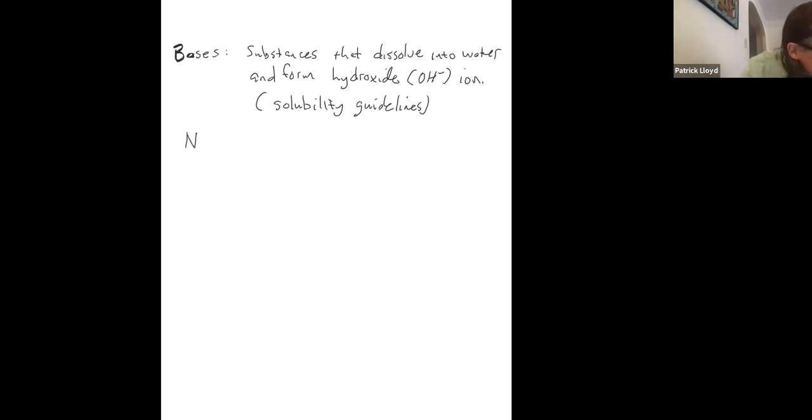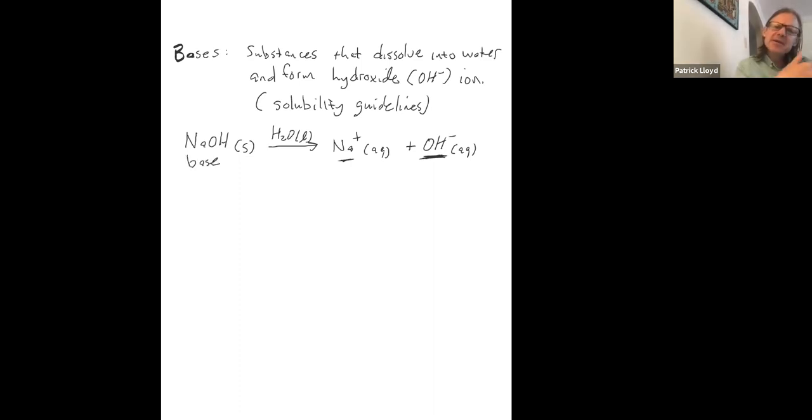Sodium hydroxide, NaOH, is a solid. If you put it into water, it will dissolve according to the solubility guidelines into sodium and hydroxide. All right, there's your hydroxide ion. The fact that it dissolves means that you're going to get hydroxide in the water, so that means it's a base.